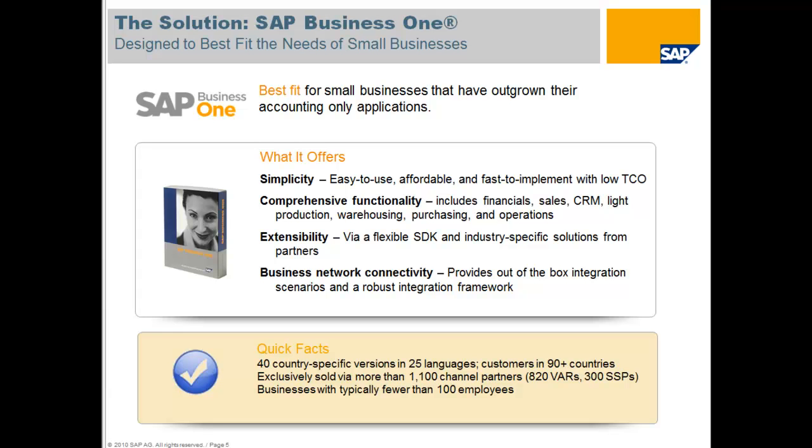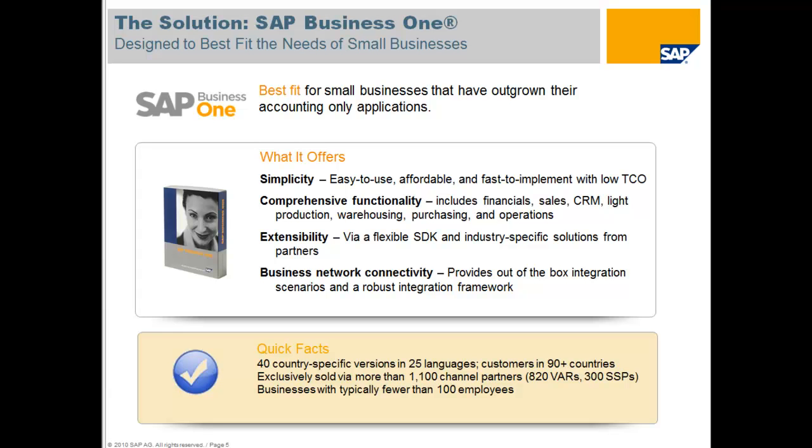We've also got business network connectivity. What is business network connectivity? Well, business network connectivity is really about giving you the ability to connect your SAP Business One system with your head office, whether it's running SAP Business Suite or whether it's running another solution from another vendor. With the business network connectivity that we provide with Business One out of the box, you're able to provide that integration and do it quickly and easily and without having to invest in additional software.